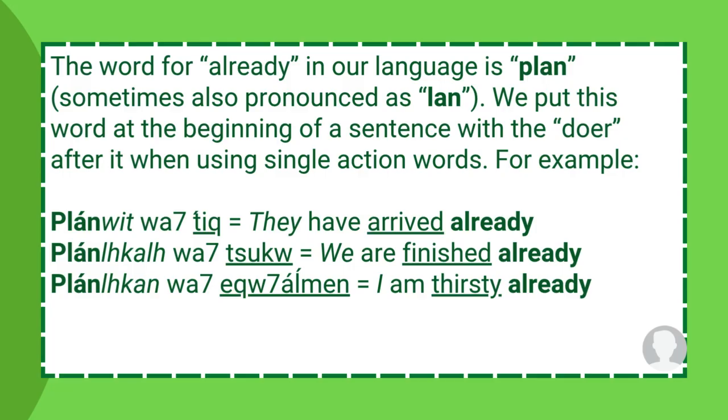The word for already in our beautiful Ucwalmícwts is plan, and it's sometimes also pronounced as lan. We put this word at the beginning of a sentence with the doer after it when using single action words. So for example, plan wheat wa klek. They have arrived already. So plan is already, and they're both bolded in the sentences there. Wheat is italicized as being the doer, and then klek is underlined as the action word.